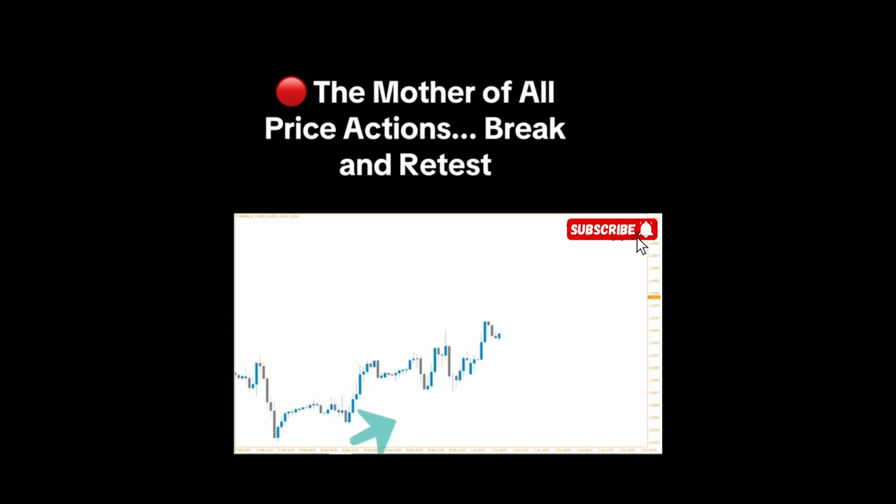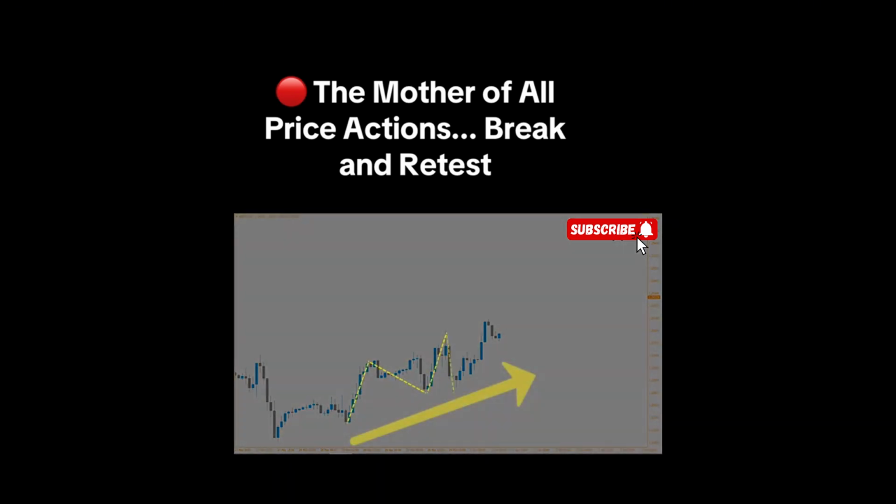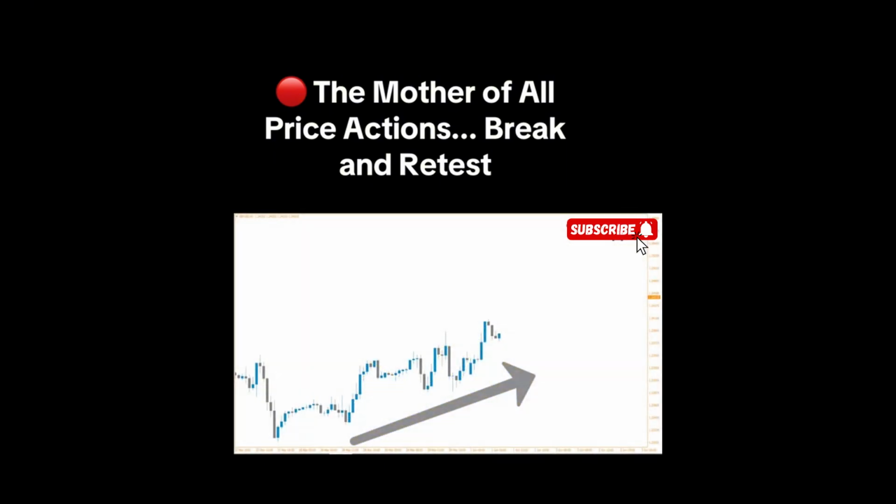The market is pushing up, higher highs, higher lows, higher highs, higher lows, and higher highs again. This is a solid uptrend. It's crystal clear that the market is moving to the upside. So what are we going to do? We're going to wait for the market to break the previous high.